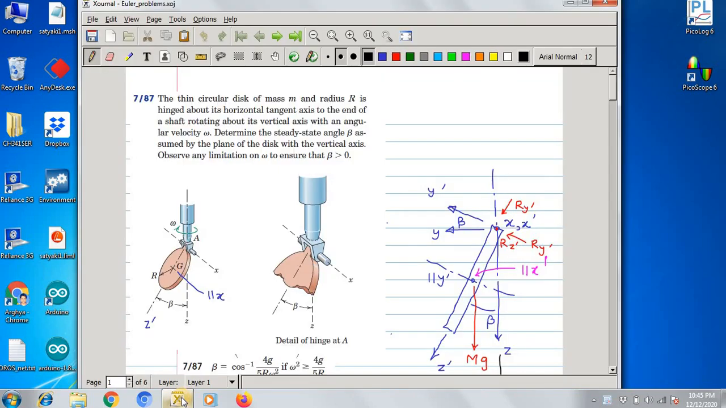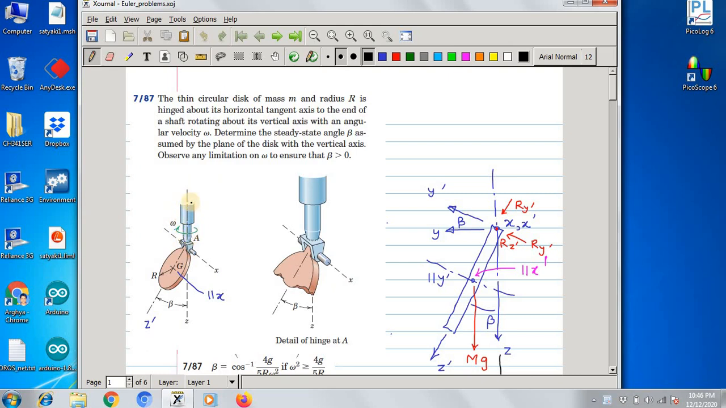So hello, in this class we'll work out two problems on Euler equations. So the first one is this one. The thin circular disk of mass m and radius r is hinged about its horizontal tangent axis to the end of a shaft rotating about its vertical axis with an angular velocity omega.